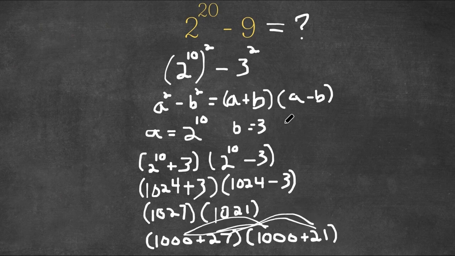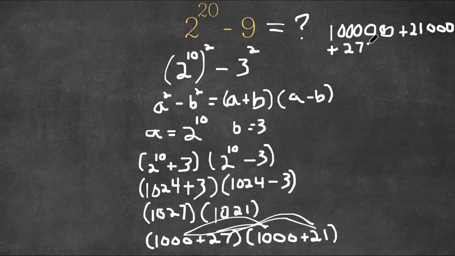Now 1000 times 1000 is 1, 0, 0, 0, 0, 0, 0, plus we have 21 with 3 zeros, plus we have 27,000, plus 567.